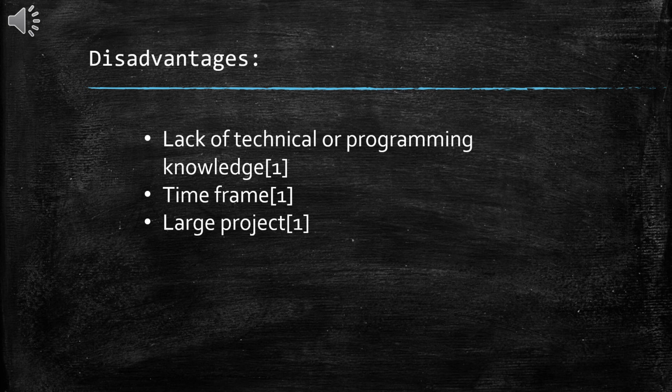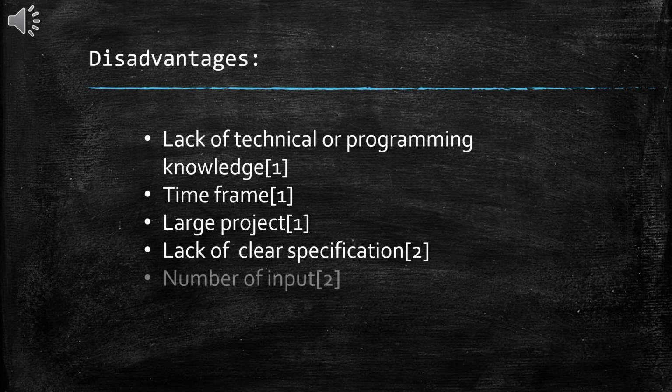Fourth, if the project does not have clear specifications, black box test cases will be very difficult to design. Fifth, only a small number of possible inputs can be tested, which will leave many program paths untested. Sixth, the tests can be redundant if the software developer has already run a test case.